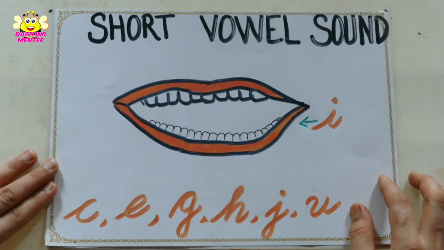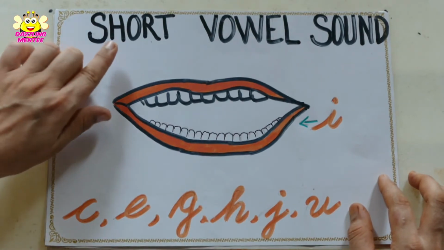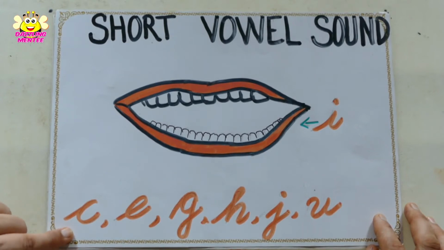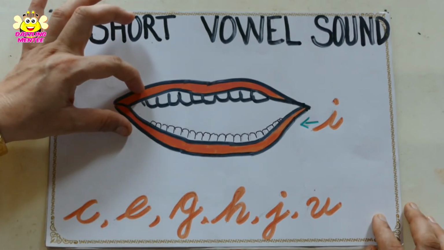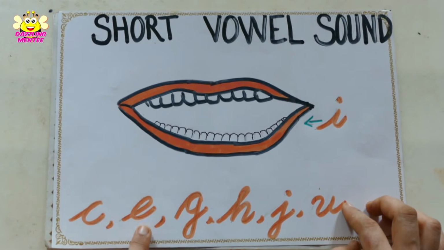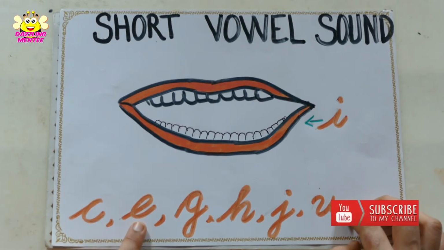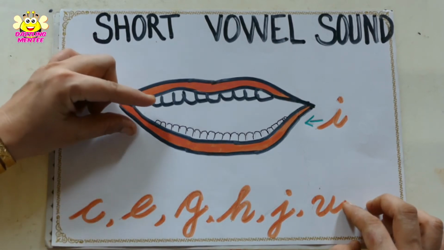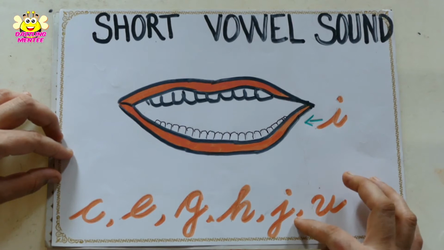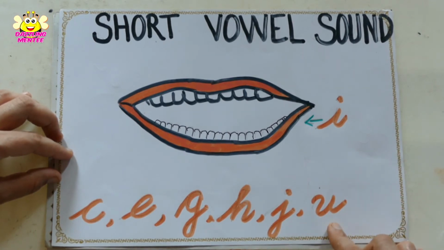Wow, what a beautiful open mouth in front of you. Now it's a short vowel sound, and the short vowel sound alphabets are K. You open your mouth a little and you will say K, G. Once again, K, G. You can see I am taking out the air from the mouth very lightly. H, J, A. It's not U, it's the beginning.